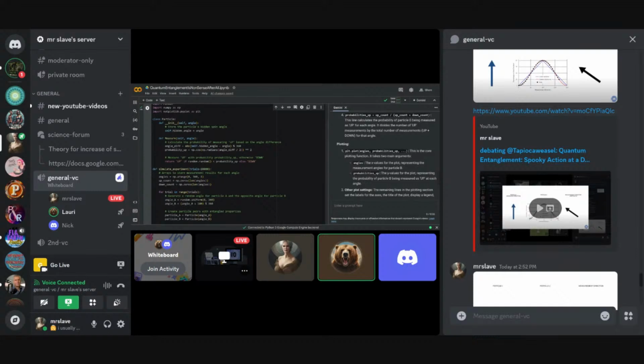Did this code come from Professor Einstein? No, this code is from Professor ChatGPT. Okay, so it doesn't come from Professor Einstein. It comes from Professor ChatGPT. Yes.